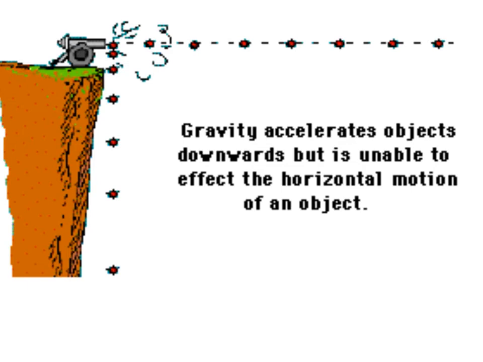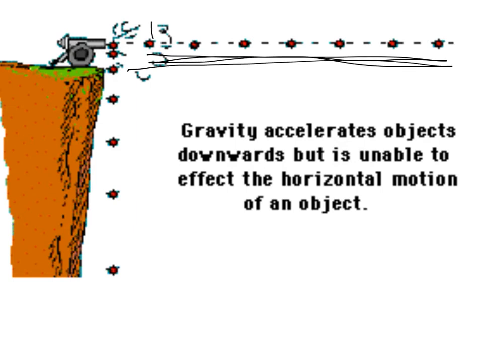Gravity accelerates objects downward but is unable to affect the horizontal motion. You see how these are all equally spaced apart? Same spacing, because nothing is accelerating that ball. That ball is staying the same speed. It's got a constant velocity. Where the one that's dropping gets further and further apart because it's accelerating due to gravity, going faster and faster and faster. So these gaps are getting further and further apart.